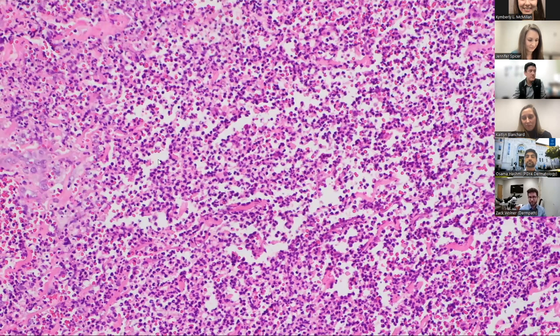We can do other stains other than H&E here. We can do a stain for a fungus. We can do a stain for acid-fast bacilli. But given how little of the specimen we're looking at, it's often very, very low sensitivity. So it's very rarely that we do find something that's actually pathogenic.